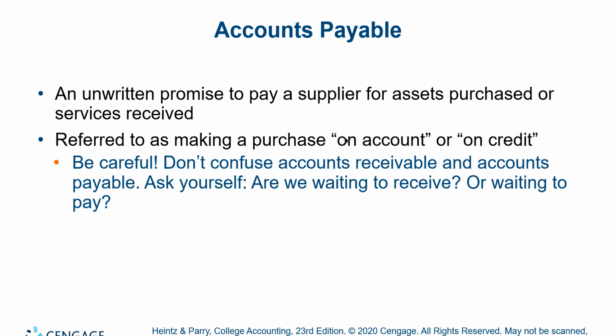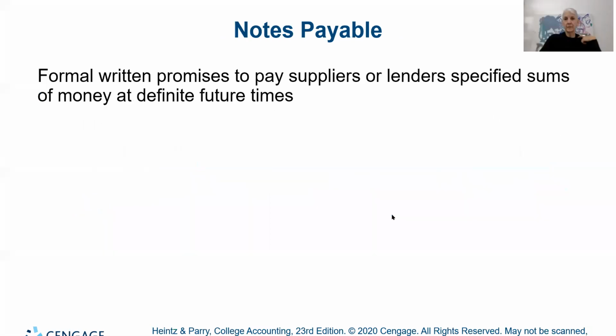What this means is if you purchase something on account, well, you're going to get your merchandise delivered to you. So your asset goes up, the inventory, but you haven't paid for it yet. You have not paid for it yet. So that becomes accounts payable. And really don't confuse accounts receivable and accounts payable, which is very easy to do, especially where you start to get a little bit comfortable and maybe go a little bit too fast sometimes. Are we waiting to receive or waiting to pay? Waiting to receive, waiting to pay. Notes payable. Notes payable. Here is a borrowing situation.